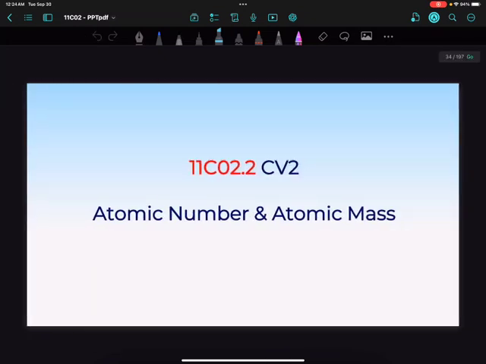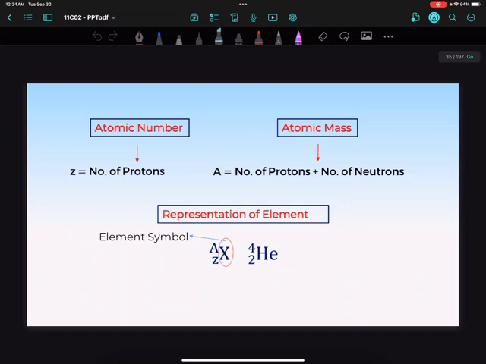Now let's talk about the atomic number and atomic mass number. The atomic number purely consists of the number of protons. Whenever we talk about atomic number, it is only the protons. But when we talk about atomic mass, it is the number of protons plus neutrons.